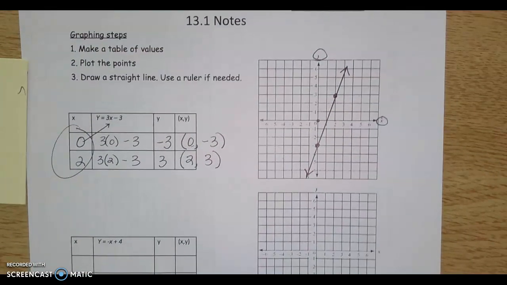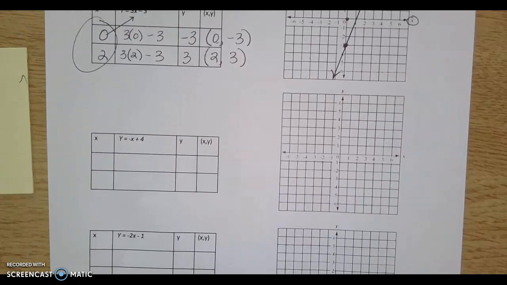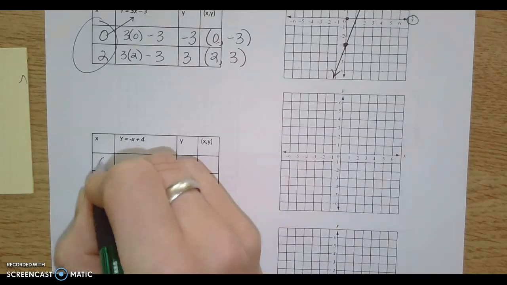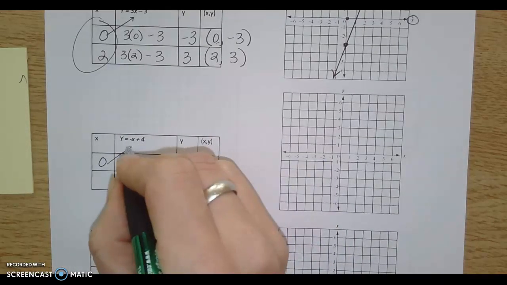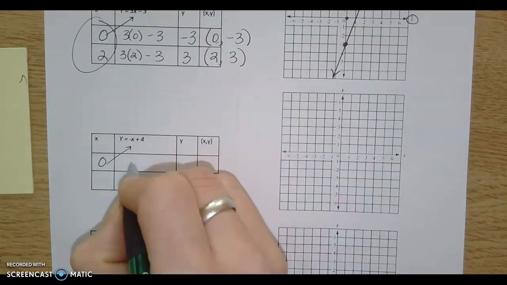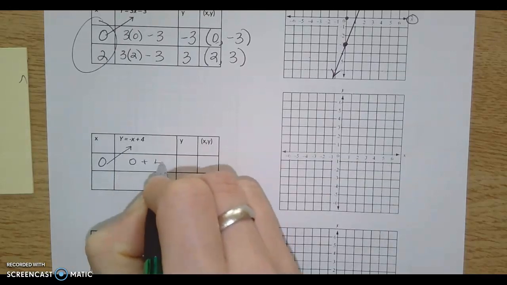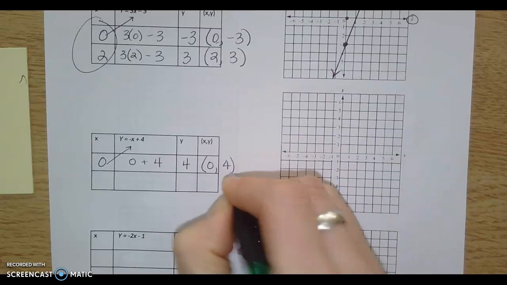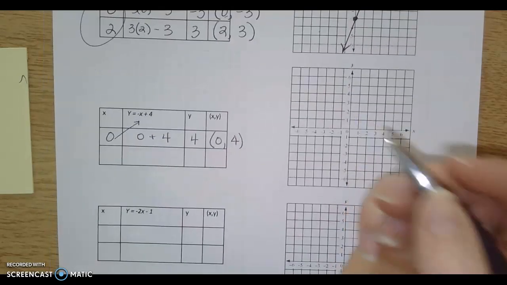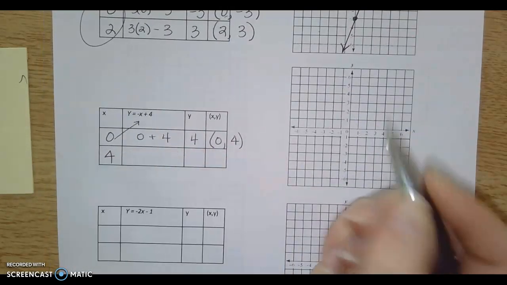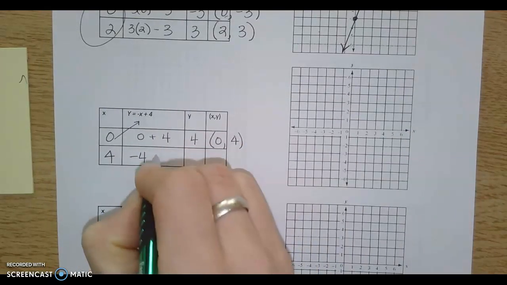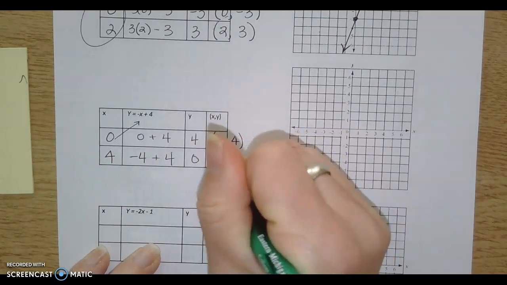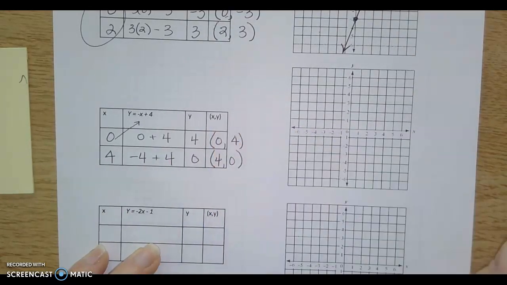Okay? Let's try another one. So y equals negative x plus 4. Again, I'm going to pick 0 because that's easy to plug in. When I substitute in 0, I would just get 0 plus 4, so 4. So that's the point 0, 4. And then I'm going to plug in 4. That would give me negative 4 plus 4, and that's easy to do in my head. I get 0. So 4, comma, 0.